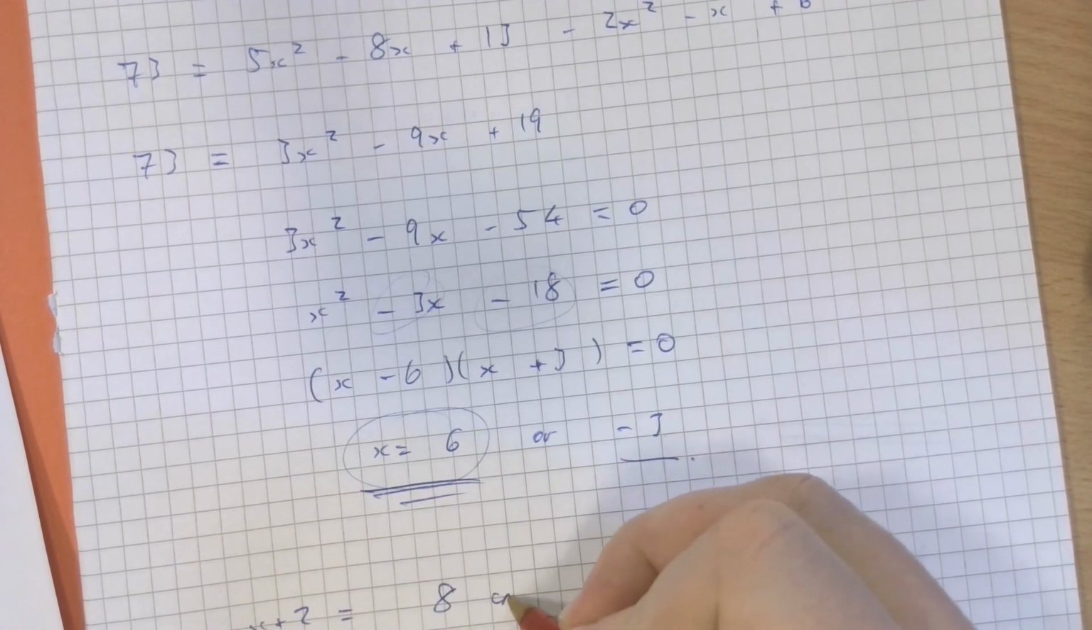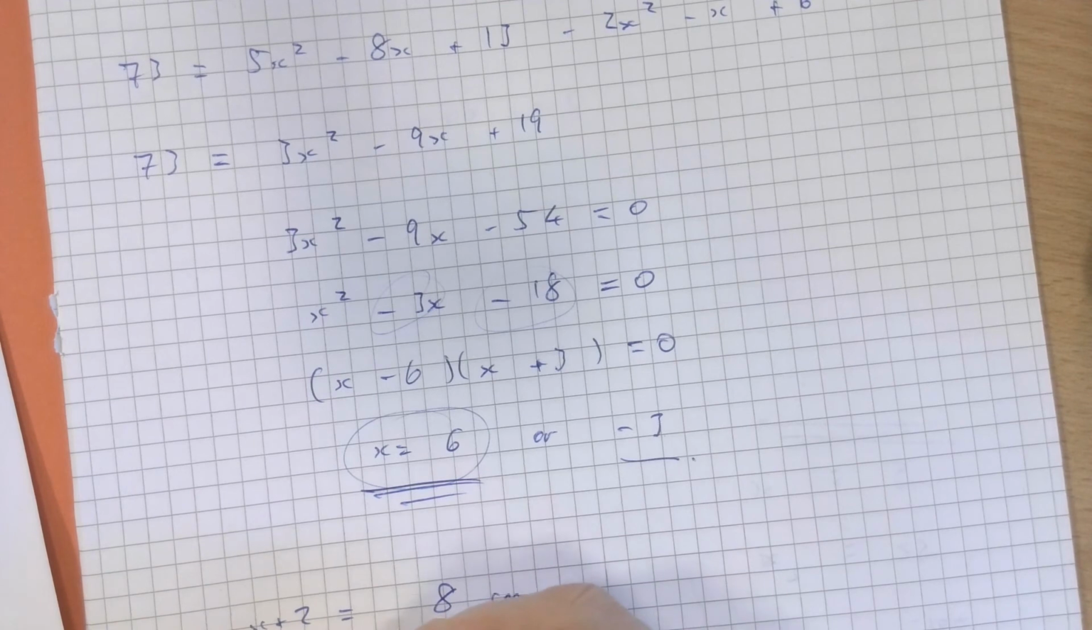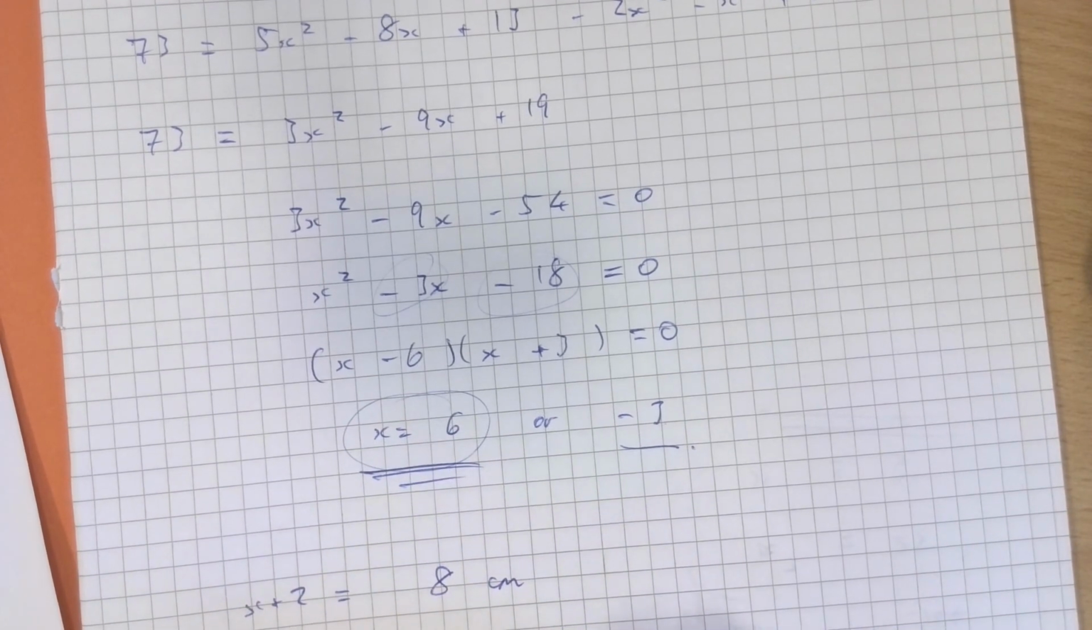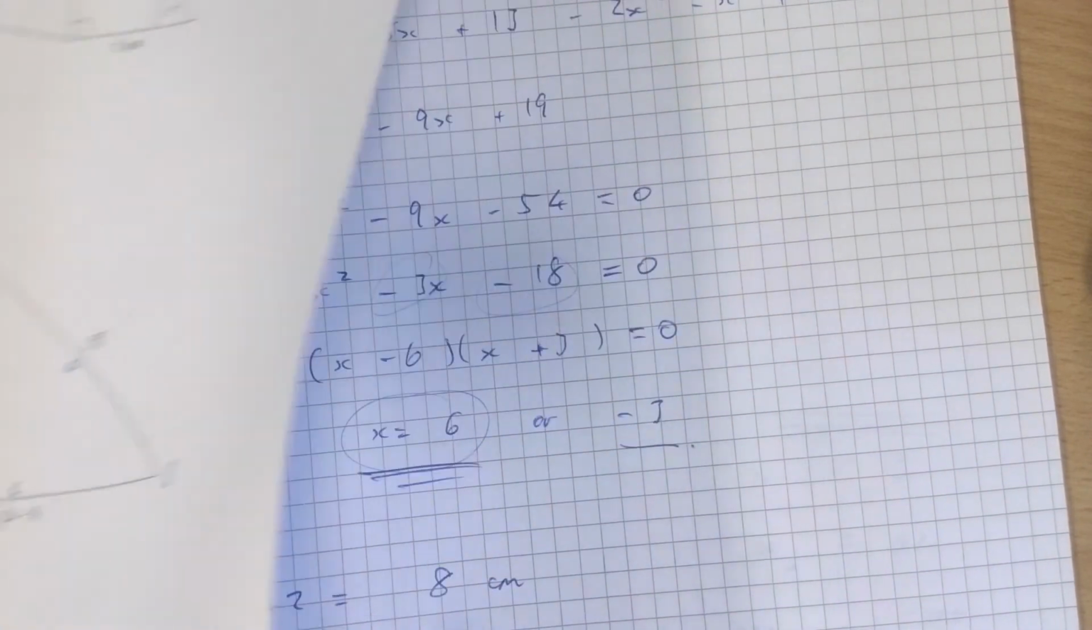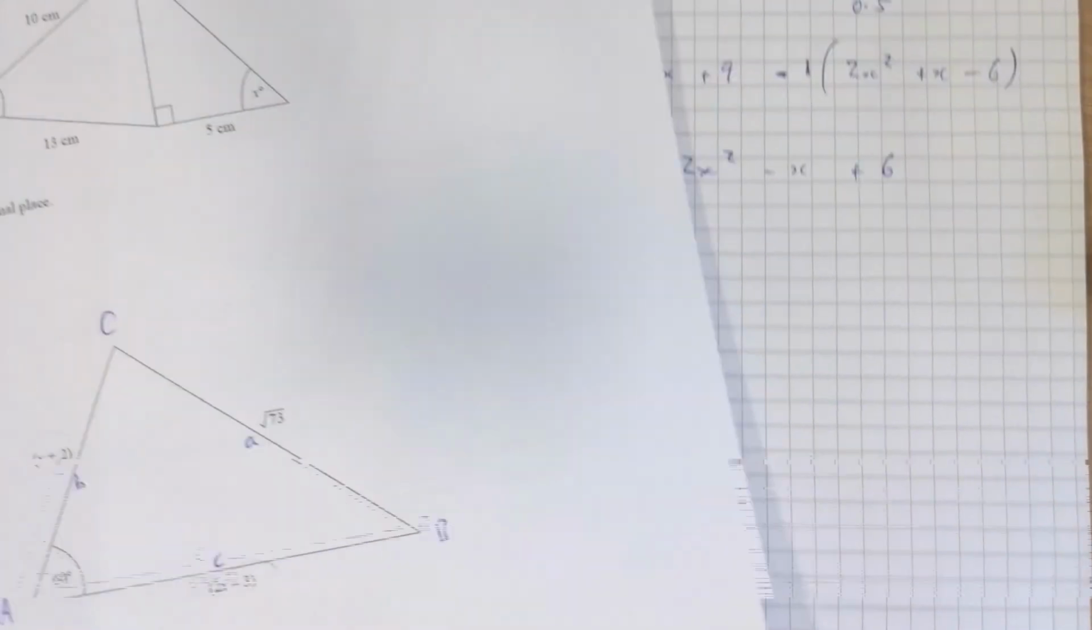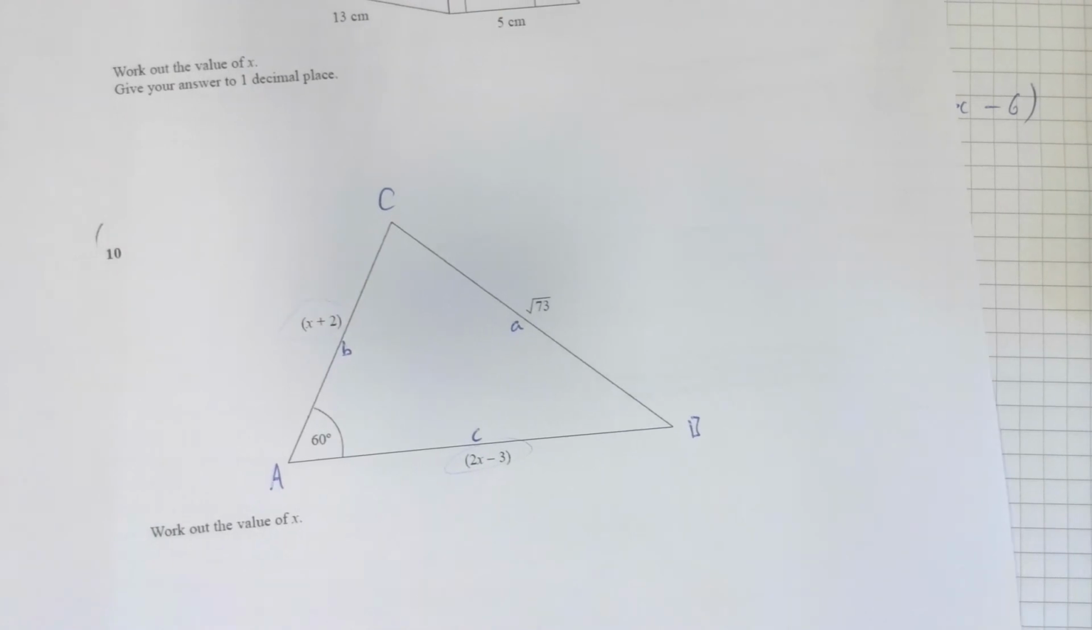If we're interested, we can sub that in. It's 8 centimeters for one of the lengths. 2x minus 3, 12 minus 3, 9 centimeters is the other side length. And then, of course, my last side length of this triangle is the square root of 73. Just showing you what I wrote down there for a sec. That is the value of x found for that question.